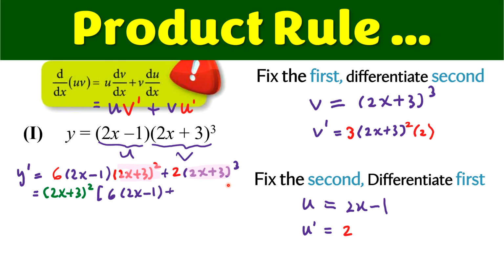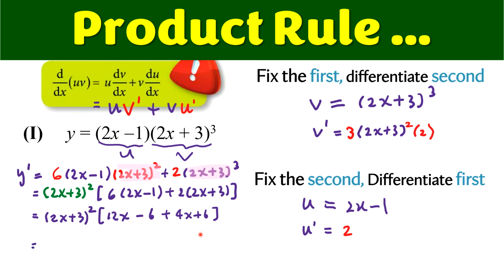All right, and then I look at the second half, so I will have 2 times 2x plus 3, since I have already taken out the 2. So what I have here is I'm left with 2x plus 3. Now I'm going to expand the expression right inside the square bracket. So this will give us 12x minus 6 and then plus 4x plus 6. Now, I'm going to simplify this expression.